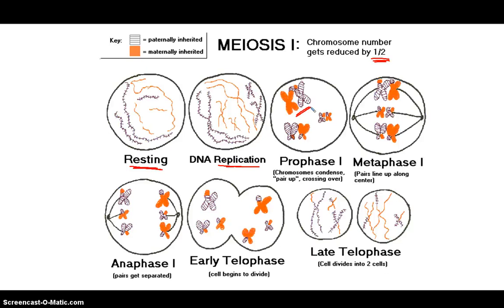And then the striped ones would be paternal from dad. And they line up. Something called crossing over can occur that increases diversity. Those then line up on the metaphase plate, and then they get pulled apart during anaphase, and then telophase pinches them off, and halfway through we get two new cells. But remember, we're only halfway through meiosis. There's one more division that will take place. So now let's take a look at each of these steps individually.